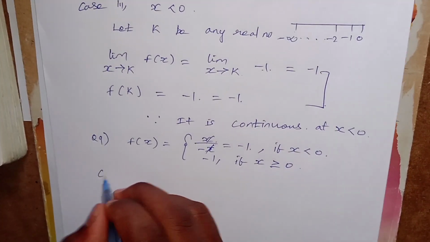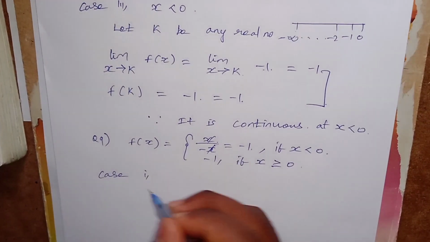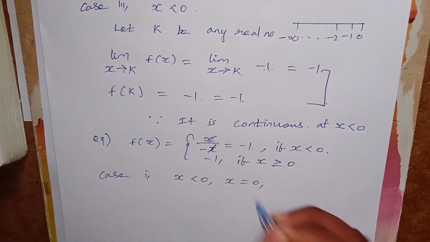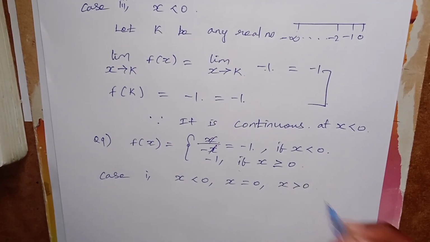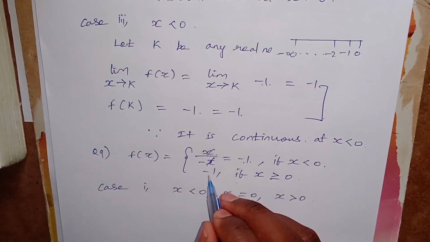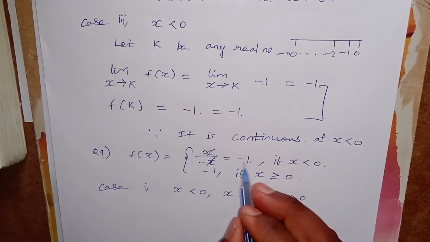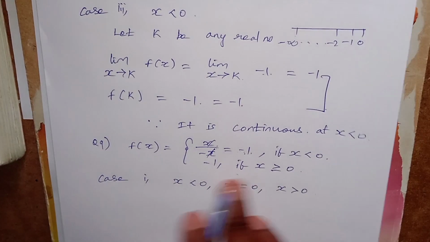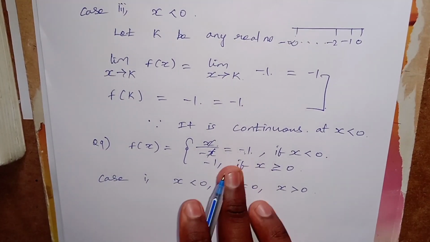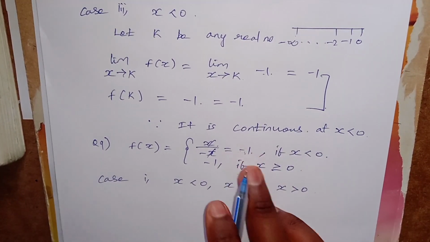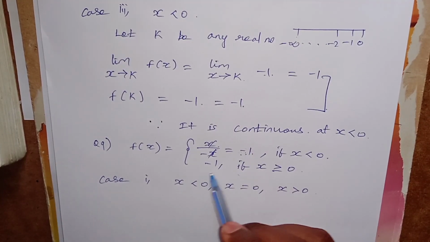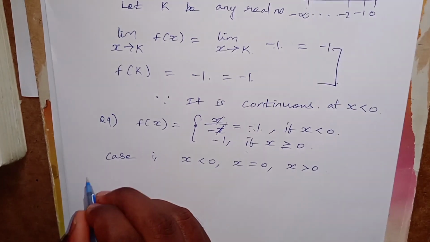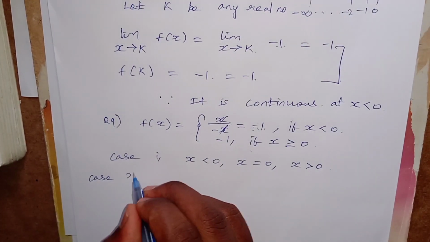Here I am taking case 1, x less than 0; case 2, x equal to 0; and case 3, x greater than 0. For all values here it is minus 1. Both parts of the function have minus 1 and minus 1, so there is no discontinuity. At every value it is continuous, because here it is minus 1 and here also minus 1. Let us check case 1, where x is less than 0.